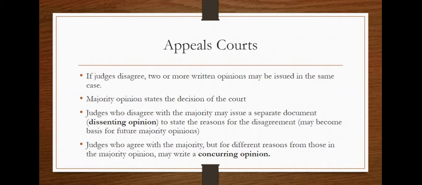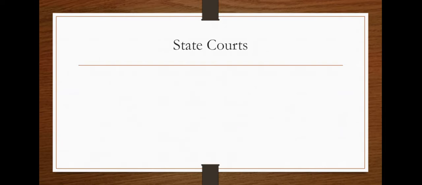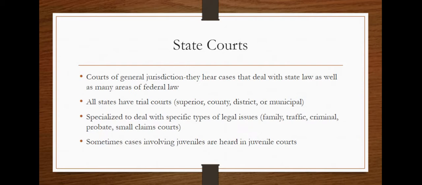Now, under this trial court umbrella, there are some other courts we want to talk about. The other courts are state courts. I'll go through these real quickly. State courts are courts of general jurisdiction. They hear cases that deal with state law as well as many areas of federal law. Because remember, the states have certain powers granted to them by the federal government that overlap with federal government powers. So state courts can hear cases of federal law. They are also most definitely going to hear cases of state law.